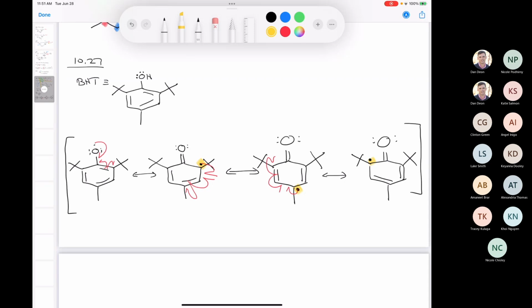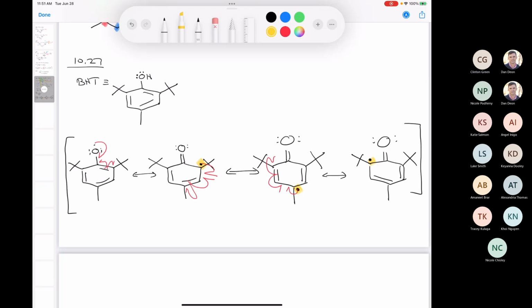Give me a thumbs up if you think you could draw those resonance structures. Does anybody think they could draw those? I did have a question. Go ahead. I know it would be the same structure as the initial radical, but would it have any functional purpose to show that last structure, moving the radical back to the oxygen to show the aromatic ring completed?